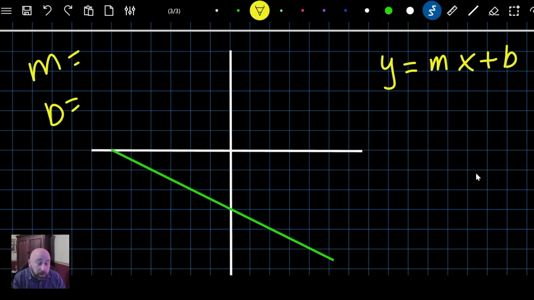So let's talk about what our m is. Well, what is m? M is our slope. We don't know what our slope is yet. We can figure it out, but this is the one to start with, the b. Our b is our y-intercept.